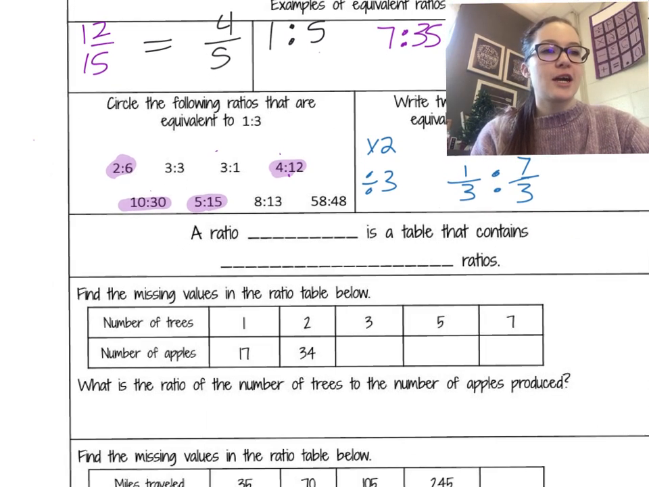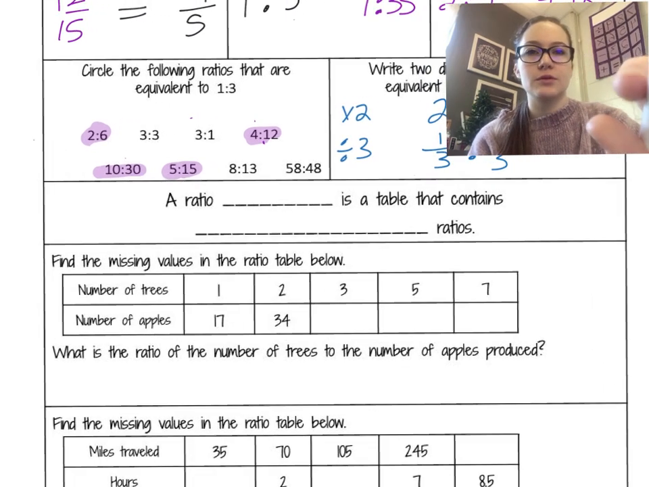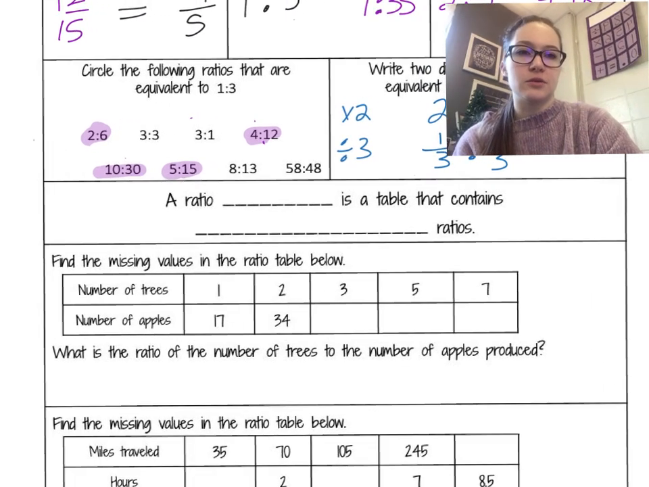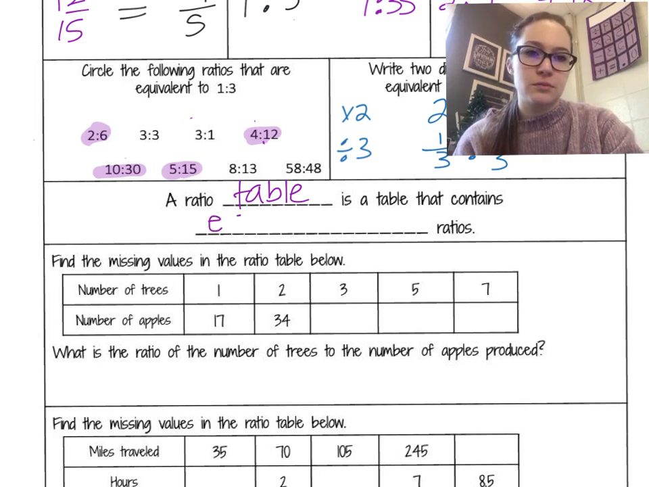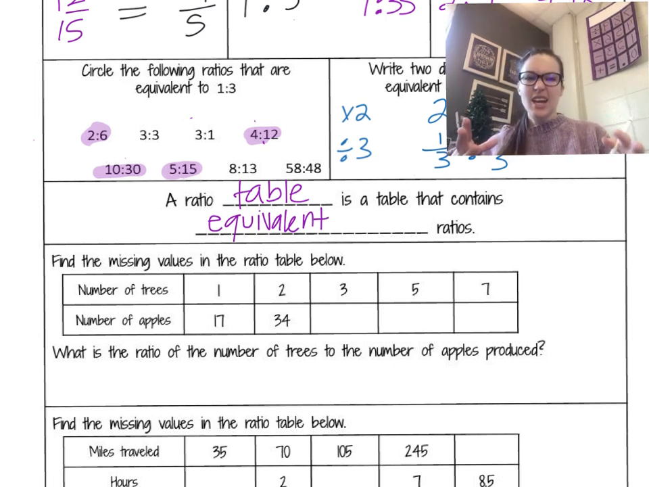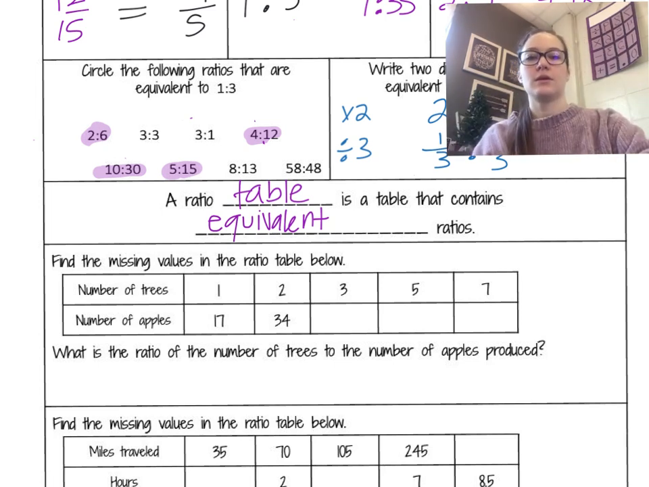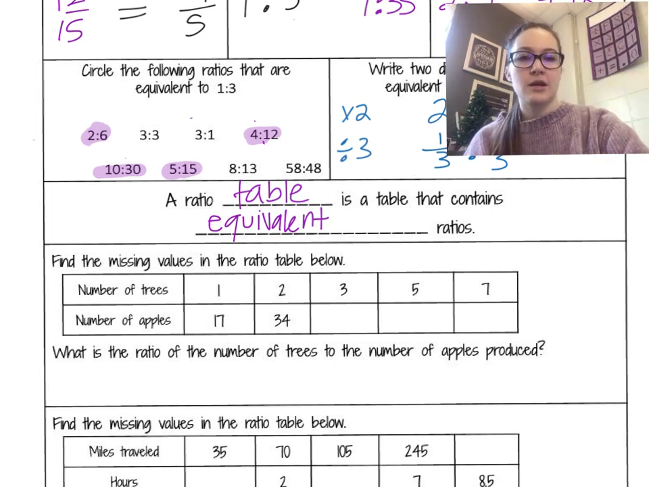Okay, let's chat about ratio tables. A ratio table is a table that contains equivalent ratios. So this table is all going to describe the same relationship. It's always changing by the same amount, okay? Here we have the number of trees and then the number of apples. So for every 1 tree, you get 17 apples, okay?